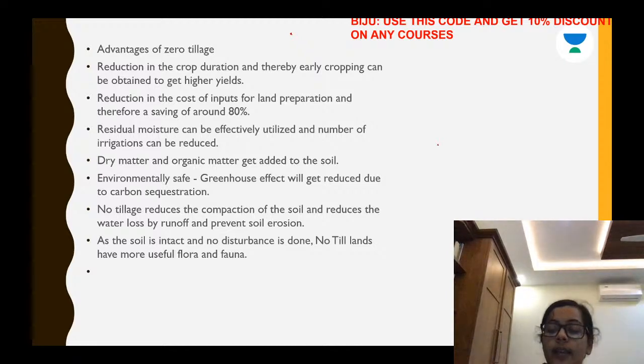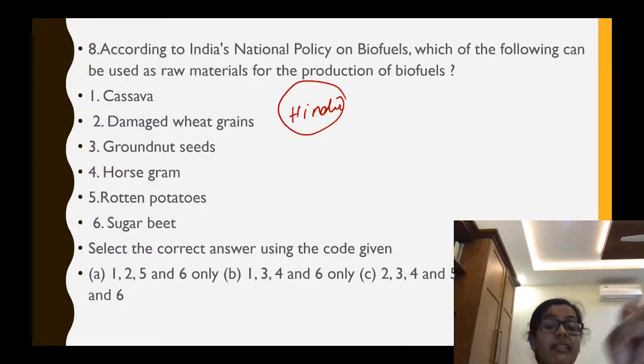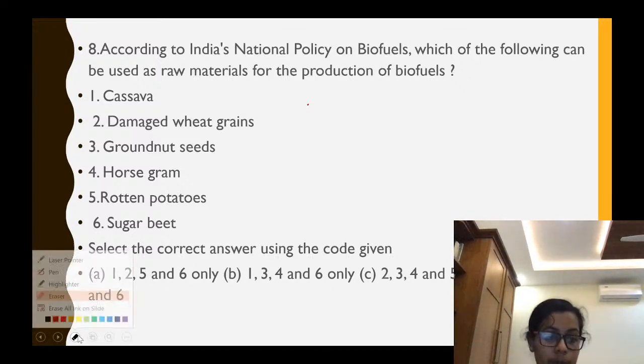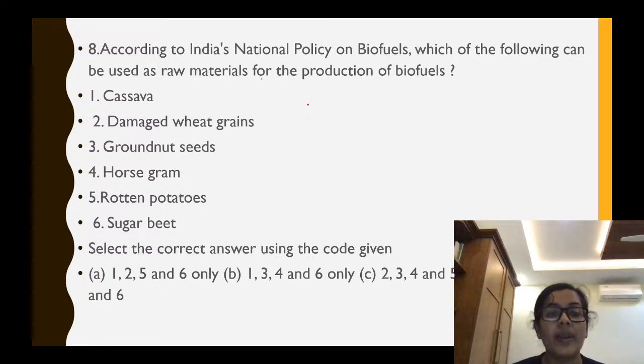Move to the 8th question of the day. According to India's national policy on biofuel, this is a directly expected question and we discussed it. Which of the following can be used as raw material for production of biofuels? Cassava, damaged wheat grains, groundnut seeds, horse gram, rotten potatoes, sugar beet. So where was the source of the question? The Hindu. I have given the same points from The Hindu in the most expected series, on the Academy app, and we discussed it. This was an expected question.